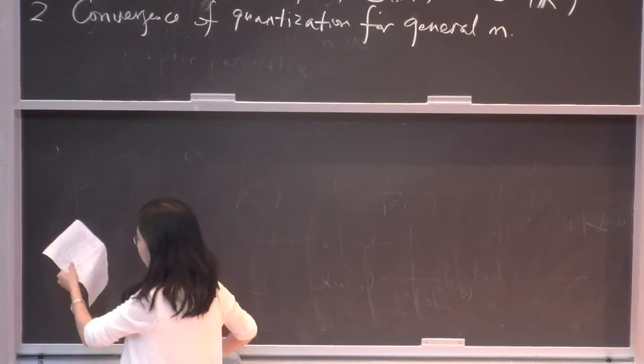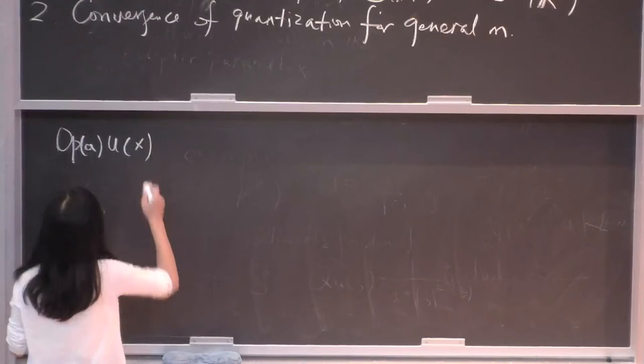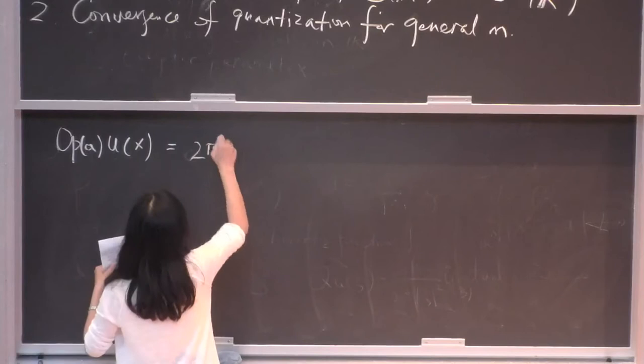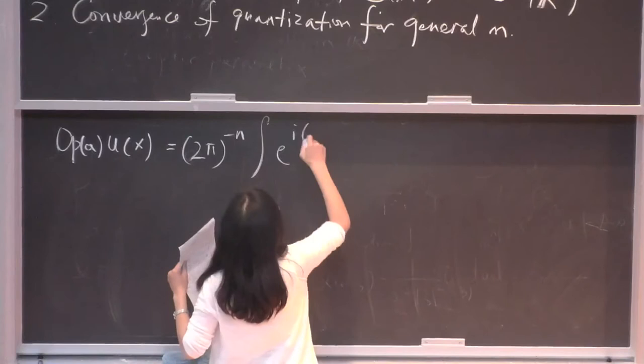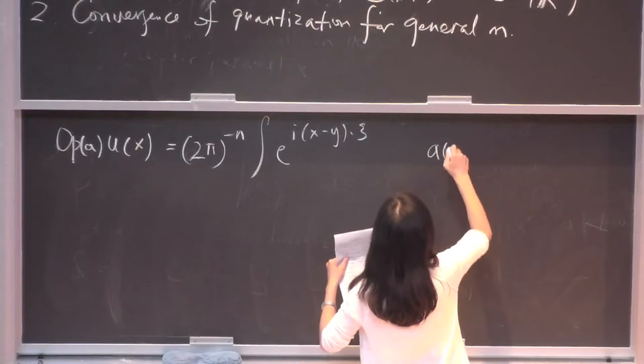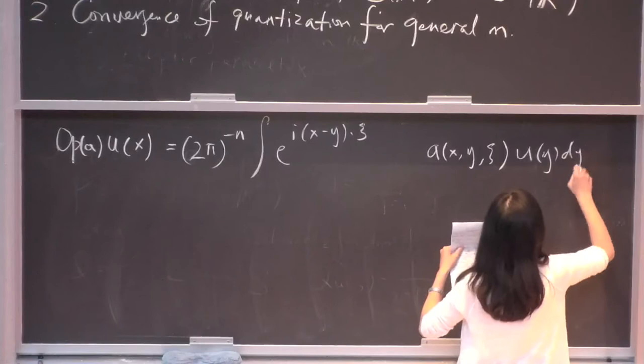Okay, so I'm going to rewrite it. So op A acting on u is given by the following. It's 2 pi to the minus n, so unfortunately I'll have to copy the formula again. This is e to the i x minus y dot psi, and I'll leave some space in the middle, a(x, y, psi) u(y) dy dpsi.